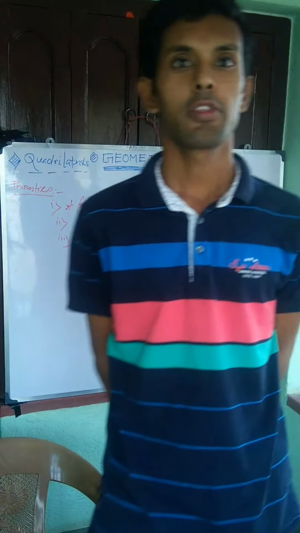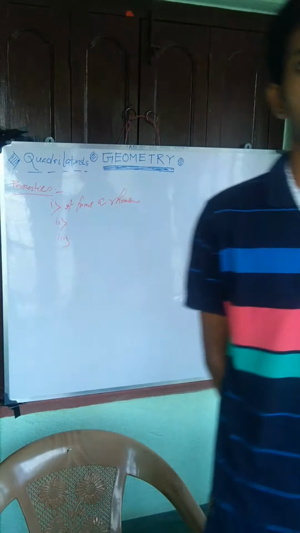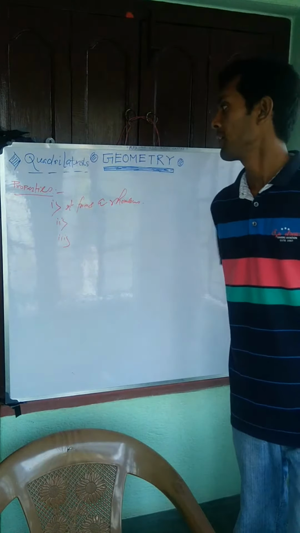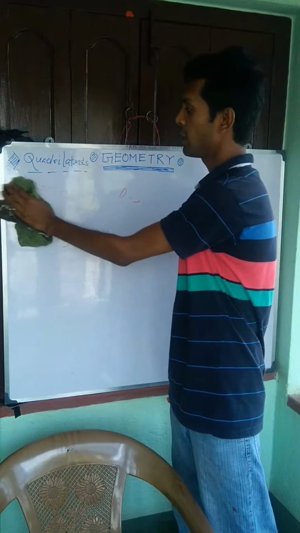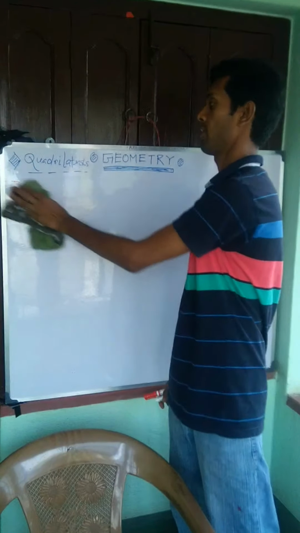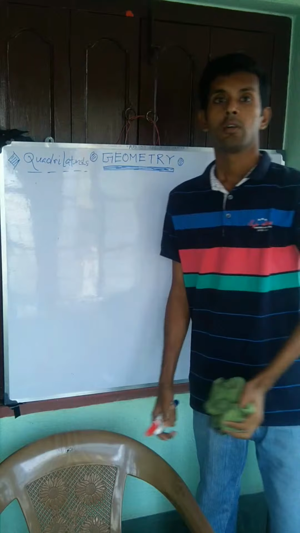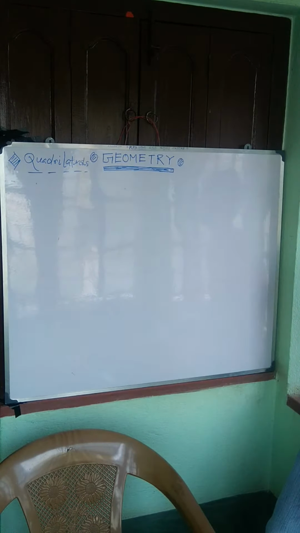Hello everybody. Yesterday I was absent. Today I will share with you the geometry section, a new chapter. The topic is quadrilateral. Those figures which come under quadrilateral are rhombus, rectangle, trapezium, parallelogram, etc. I will discuss each figure with their properties.